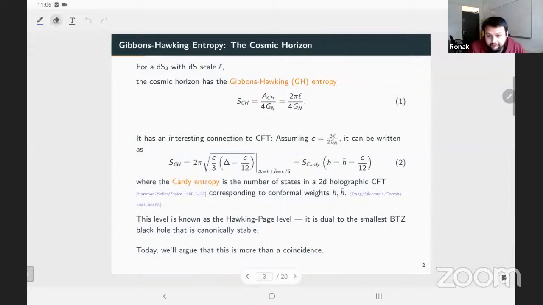And the delta is not just any level. It is known as the Hawking-Page level. It is dual to the smallest BTZ black hole that is canonically stable. Canonically stable means that this black hole is a dominant saddle in the canonical ensemble. So it's a very special level in AdS. It's not just any level. And today we will argue that this is more than a coincidence.